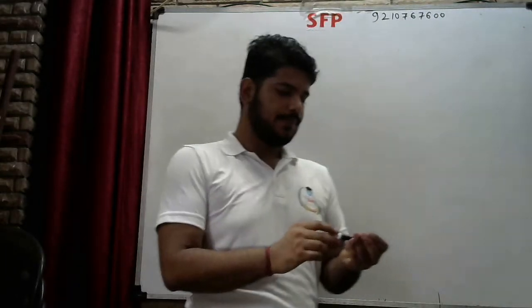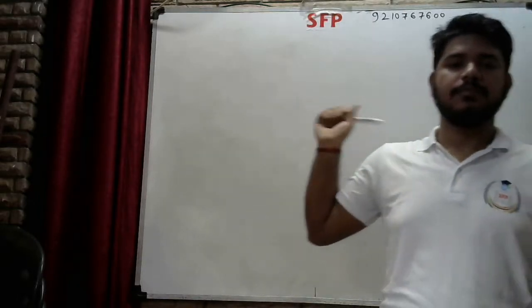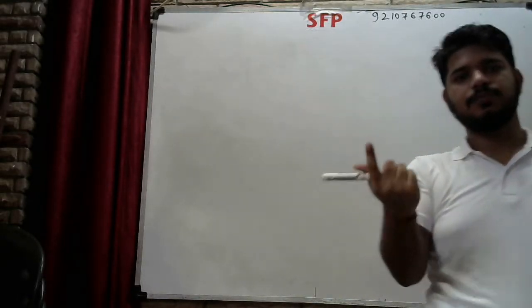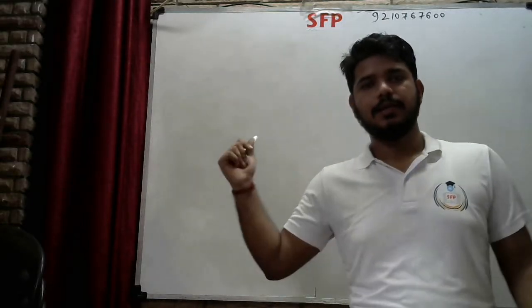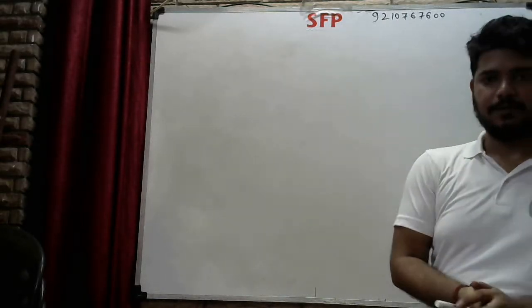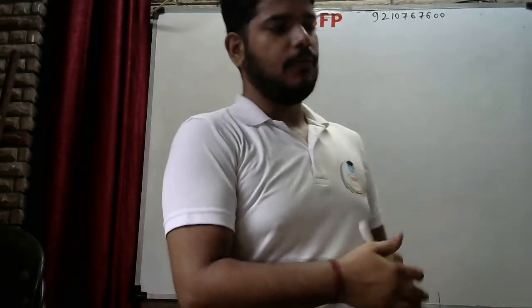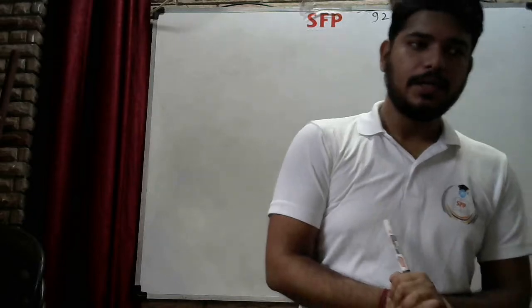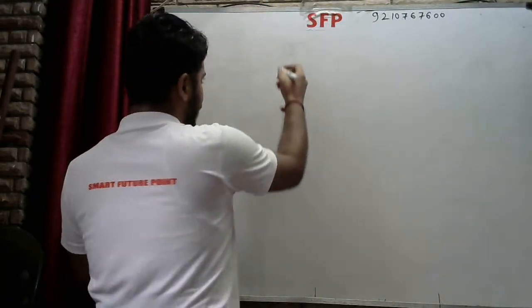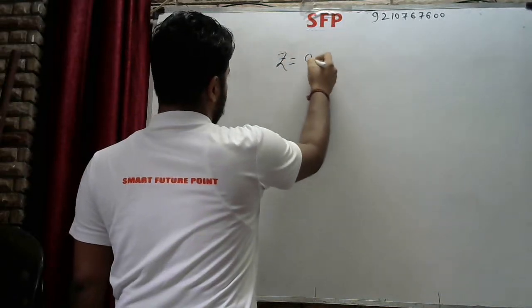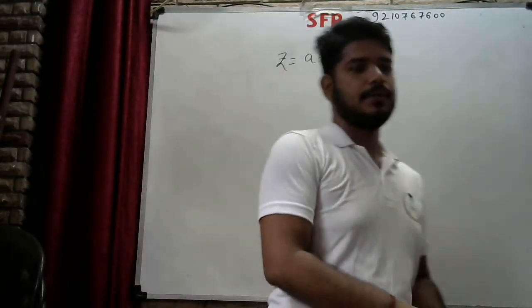Now, I am going to tell you how to represent a complex number in the polar form. It can be represented in geometrical form, vector form, and polar form. Mainly, polar form is going to be asked in your examinations. So I am going to tell you how to find the polar form and what the polar form of a complex number is. Now, suppose we have a complex number z is equal to a plus iota b.